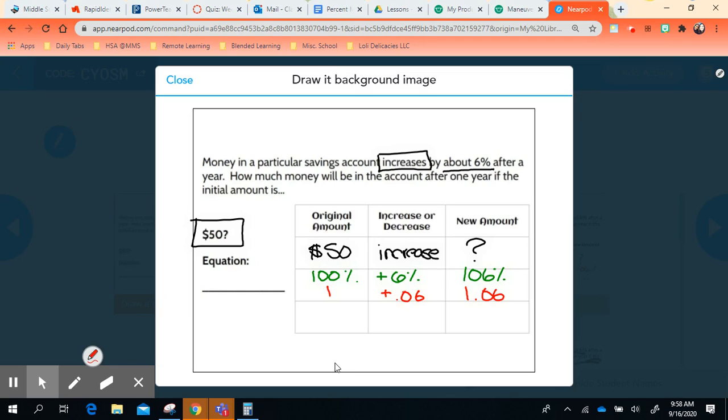Okay, so again, we already know what our new amount is. So to find our increase, what would I multiply together? Perfect. So not 100 because we're doing 50 this time, but yes, I know what you meant. 0.06 times 50. And what does that give me?